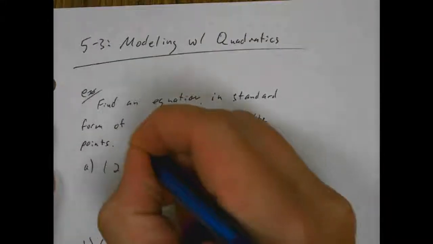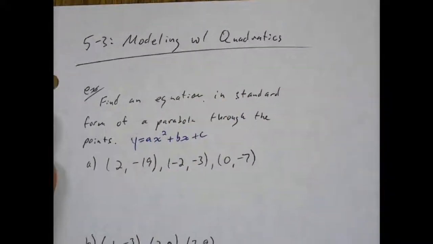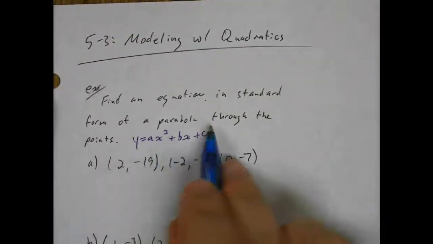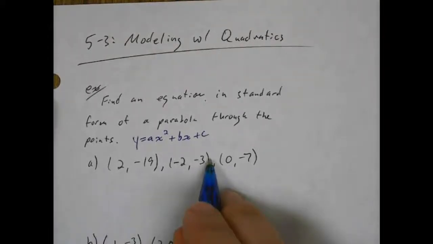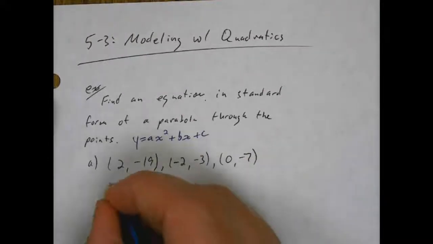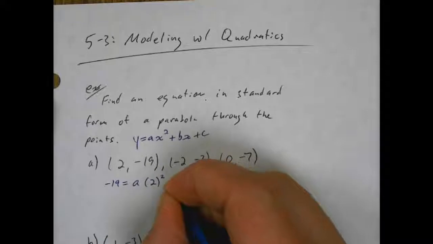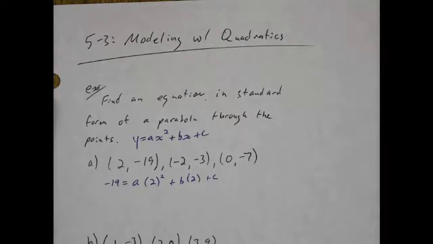Remember, standard form is y equals ax squared plus bx plus c, where your vertex is negative b over 2a, and then you can find your y values from there through the points of the parabola. Notice we're given an x and a y value, so it has to be going through all of these points. One thing we can do to make our lives easier is say negative 19 equals, I don't know what a is, so if I plug in 2 squared plus b times 2 plus c, then I have a system of equations.